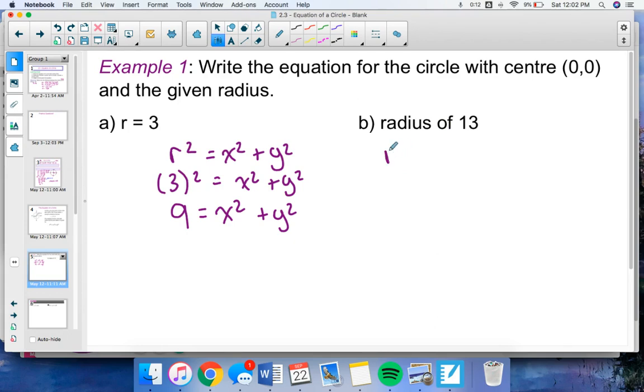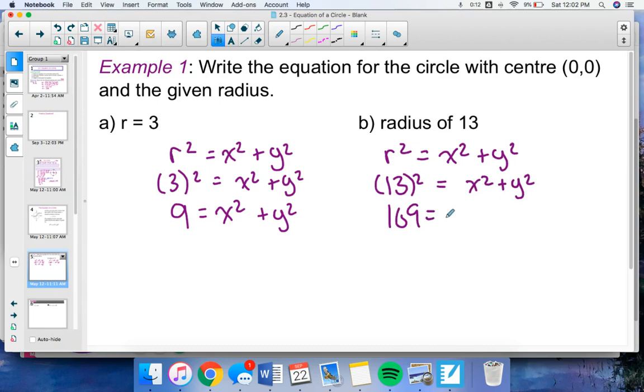So here we have r squared equals x squared plus y squared. Sub in our value, 13 squared equals x squared plus y squared. So 169 equals x squared plus y squared. And that is the equation of the circle with a radius of 13 and a center of 0, 0. Okay.